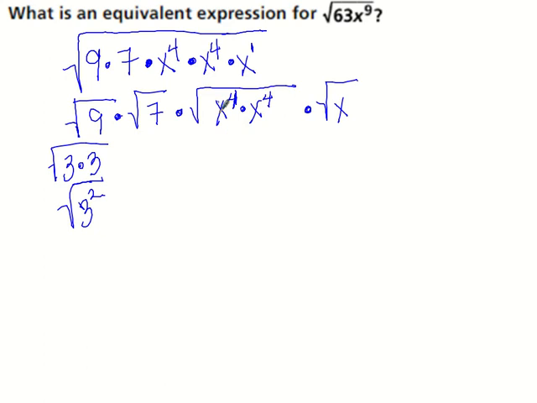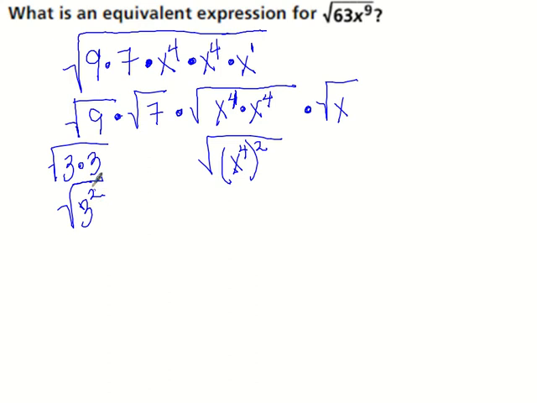I could rewrite this piece as x to the fourth to the second. Remember how we did this when we did exponent properties? This is a power raised to a power. That's what this is. X to the fourth times x to the fourth is the same as x to the fourth raised to the second power. So now it's squared.